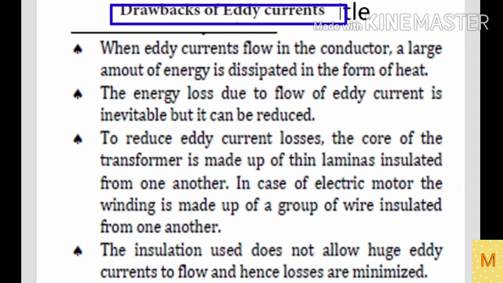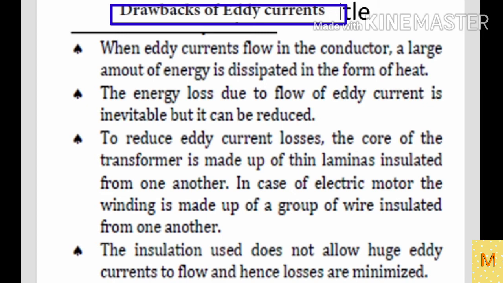Next one is about drawbacks of eddy currents. When eddy currents flow in the conductor, a large amount of energy is dissipated in the form of heat. The energy loss due to the flow of eddy current is inevitable, but it can be reduced.